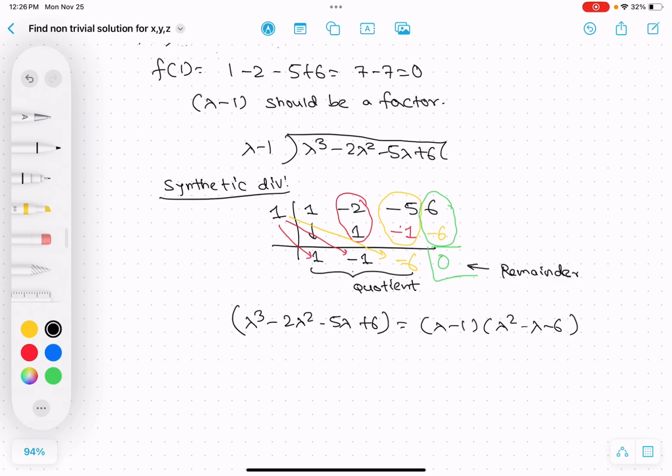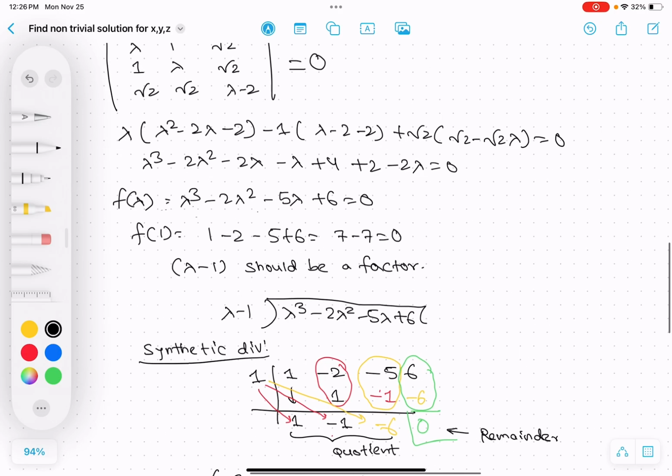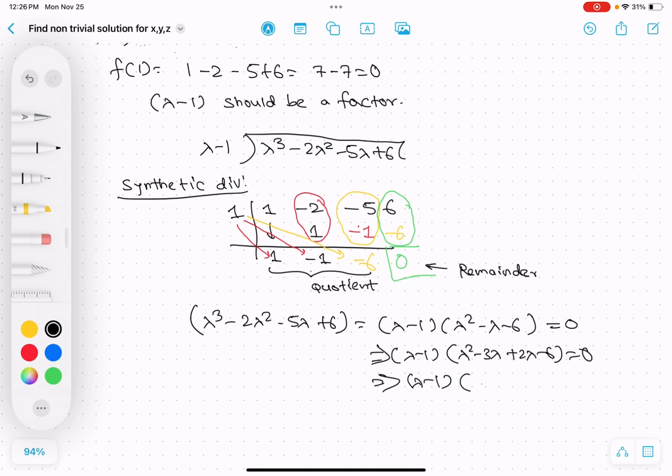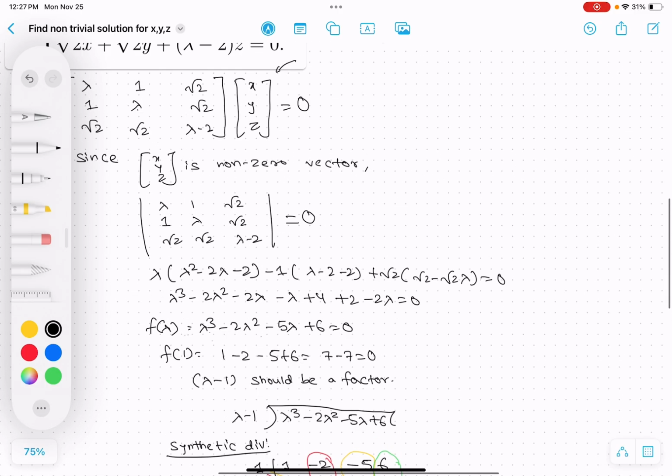Now this is a 2-degree expression. We can easily factorize this, and note that this should be equal to 0. I can factorize this as lambda square minus 3 lambda plus 2 lambda minus 6 equals 0. And lambda minus 1 times lambda minus 3 times lambda plus 2 equals 0. So that means the possible values of lambda are 1, 3, and negative 2. These are the possible values of lambda for which the determinant will be 0, right?